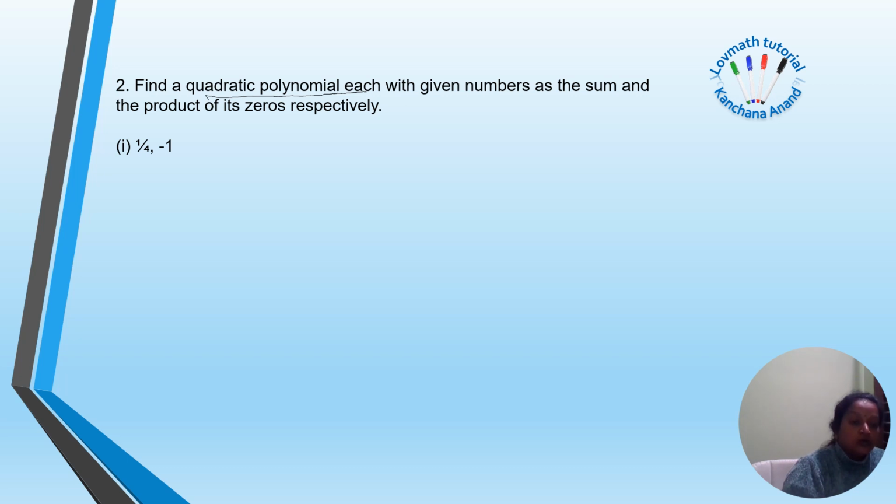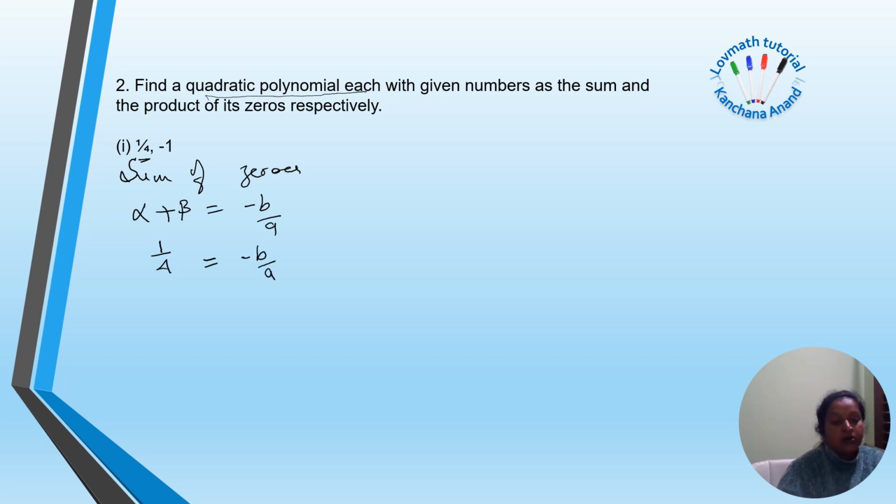So the sum of zeros, that is alpha plus beta, is equal to minus b divided by a. Here alpha plus beta is 1 by 4, which is equal to minus b by a. That is here minus b is equal to 1.